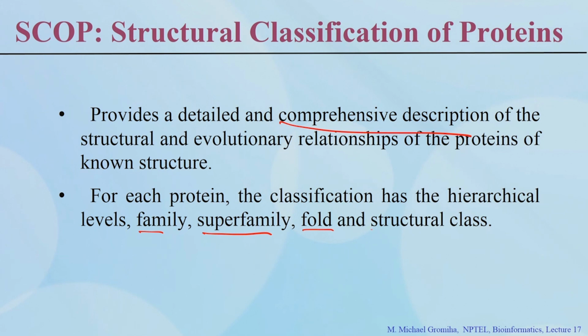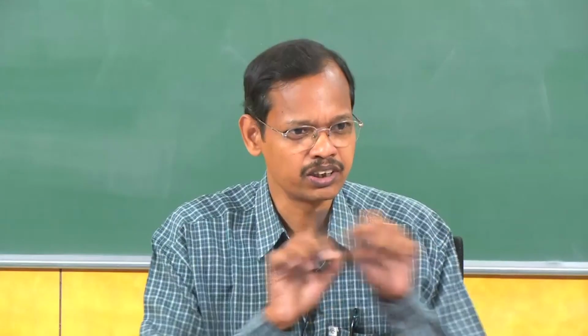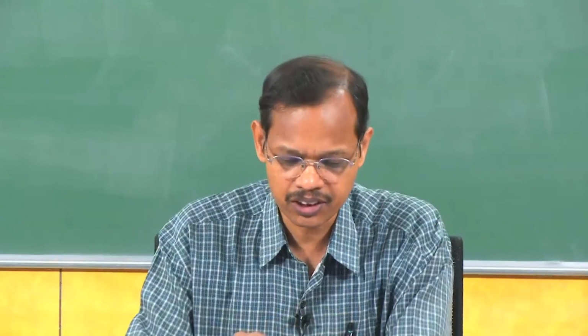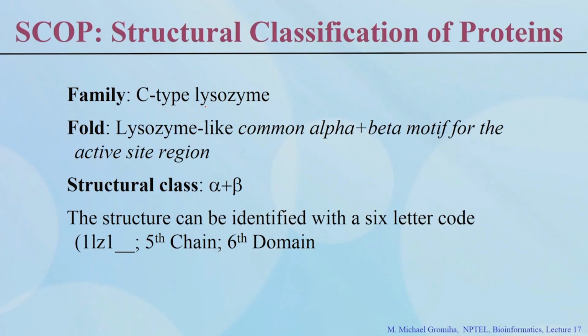For example, in the structural class all alpha, you can see the four-helical bundle fold and different types of helical folds. These are helical proteins having different folds, and they belong together under the class all alpha. They give one example here: lysozyme. The family is lysozyme, the fold is lysozyme-like, a common alpha plus beta motif, and the structural class is alpha plus beta. You can identify this protein with a 6-character code.